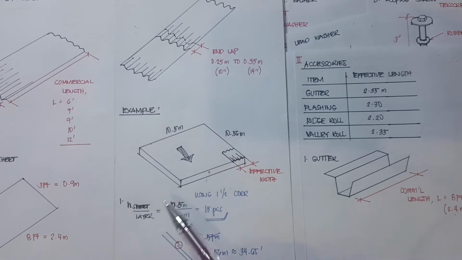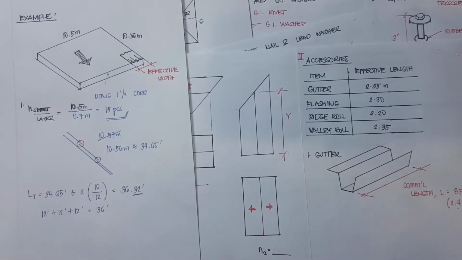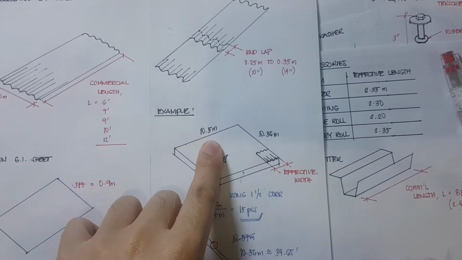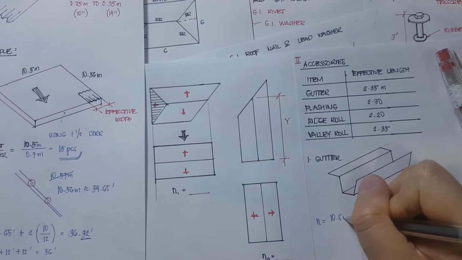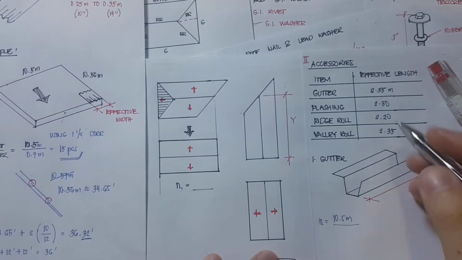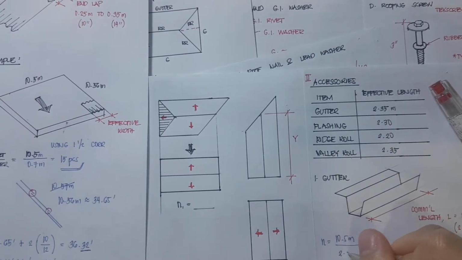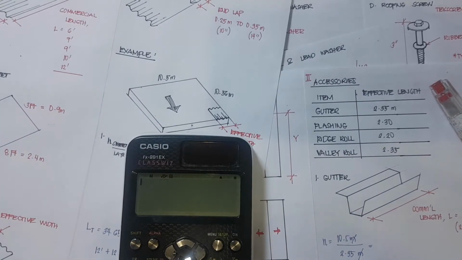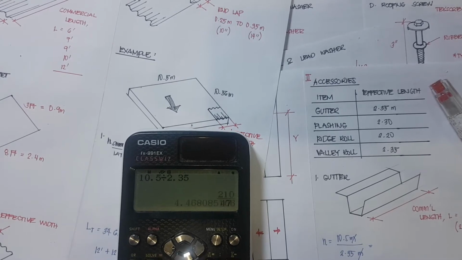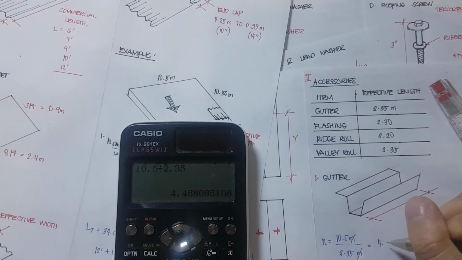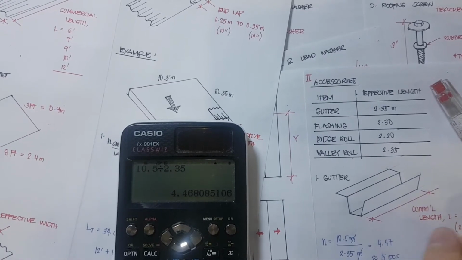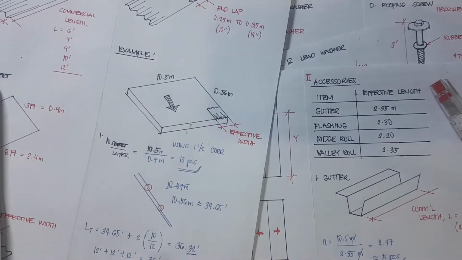So lalagyan natin ng gutter is 10.5 meters. Okay? So for the number of gutters, N is equivalent to 10.5 meters divided by 2.35 for the effective length. Meters will cancel out, and that is equivalent to 10.5 divided by 2.35. That's 4.47 pieces. Okay, so therefore we're going to order 5 pieces. Okay, that is for the gutter.